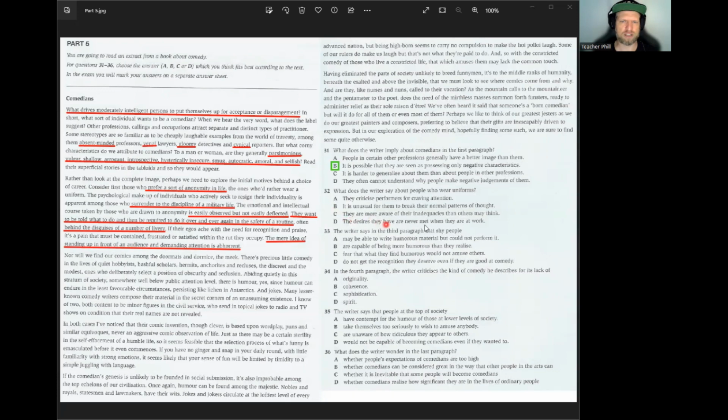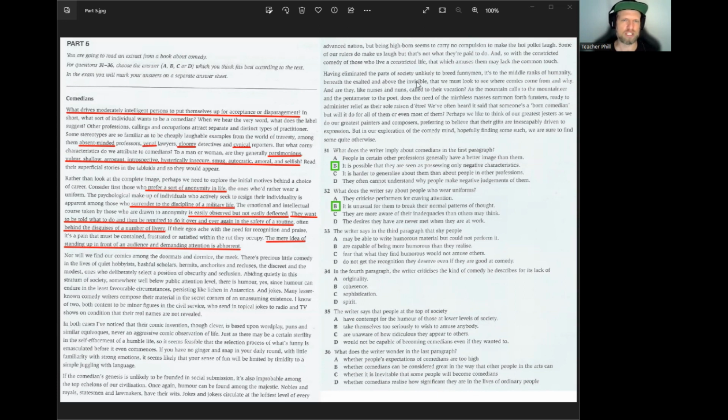And the desires they have are never met when they are at work. I also don't think that this is true. I think it says here they want to be told what to do and then be required to do it over and over again. So that's actually what they want. So I think their needs or their desires are met. The desires they have are never met? I think they're always met at work. So once again, I think I want to go with B in this example. I think that is the one thing that corresponds with what I found in the paragraph.